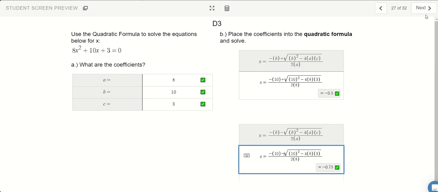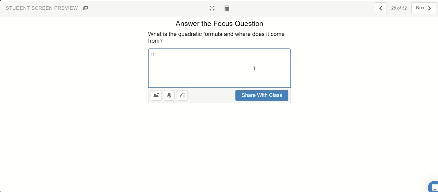So again, the quadratic formula is a way for solving for x by substituting the coefficients into the formula. And where does it come from? It comes from completing the square while leaving the coefficients as A, B, and C. All right, so now that is one more extra tool we can use to help us solve for x when we're looking at quadratic formulas.